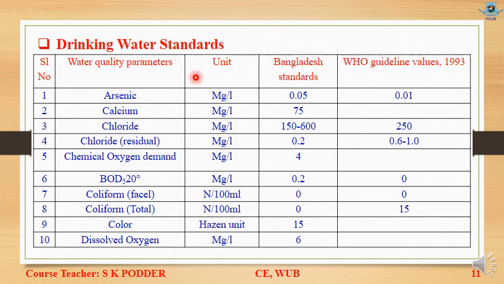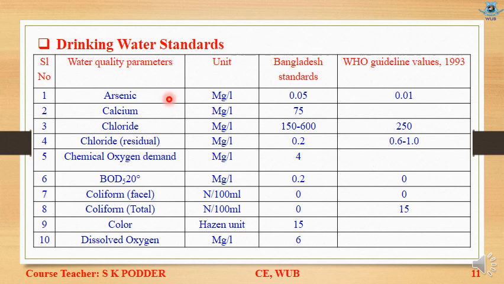Here we provide a chart for drinking water standard. First of all, serial number, then water quality parameters. There are a lot of parameters. Unit is mentioned here, this standard is mentioned here, and also rule guideline according to 1993.